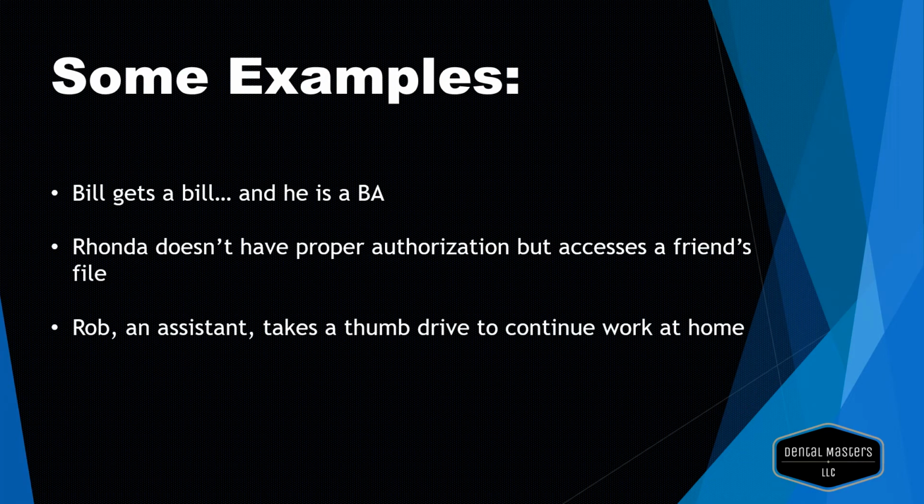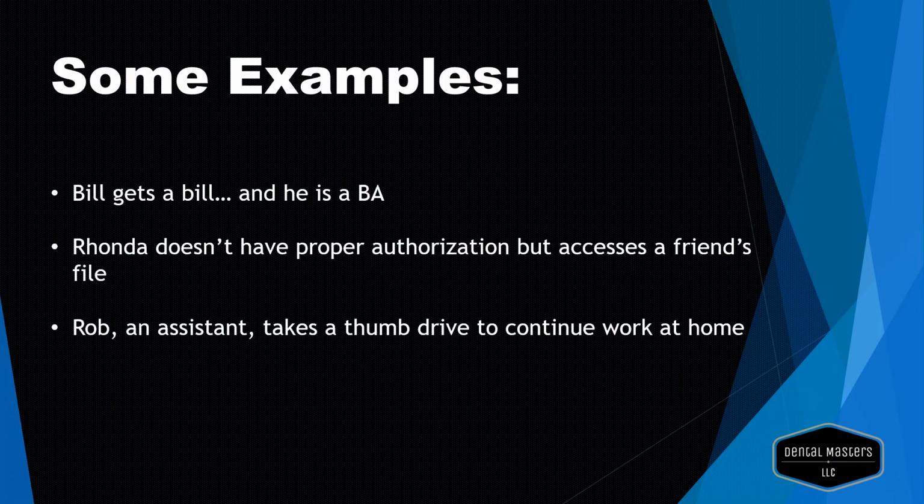Some examples of a breach: Bill gets a bill and he's a business associate. Now, is that a breach? Well, no, it's not actually, because Bill is a business associate and he got some information that he should not have received, but because he is a business associate of ours, he's covered. Another example would be Rhonda, who doesn't have proper authorization but accesses a friend's file. That is a breach. She was looking to get information on a friend but doesn't have authorization to do so.